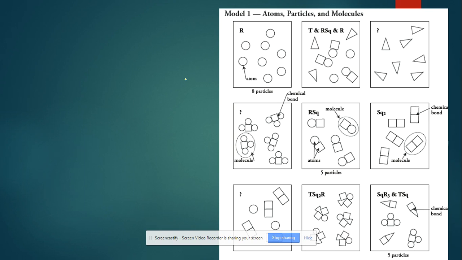So onto the questions. Question number one, locate the circled molecule of RSQ in model one. There it is. Question 1B, how many atoms are in a molecule? Well, we have two atoms. Find the circled molecule of TSQ2R. That's going to be right down here. So here we have a molecule. How many different kinds of atoms do we have? Well, we have three. One, the squares, two, a round, three, a triangle. Three different kinds.